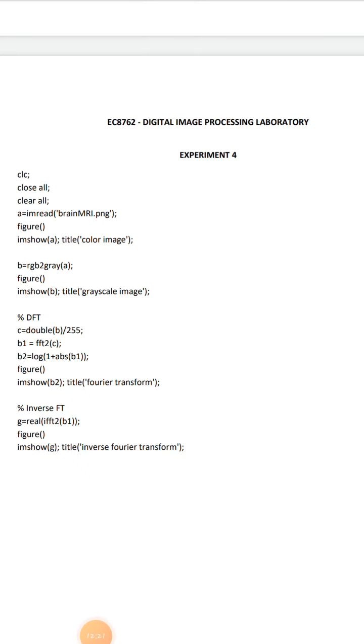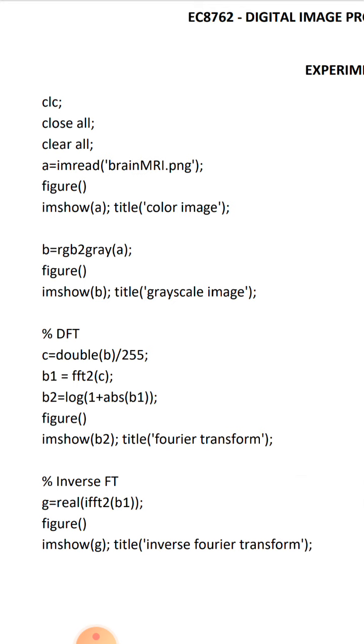This is the code for your Fourier transform. As you can see, at the beginning, the 3 lines are very preset, like every code you should have the same 3 lines: CLC, clear all and close all. This is like a mandatory thing, like I said before.